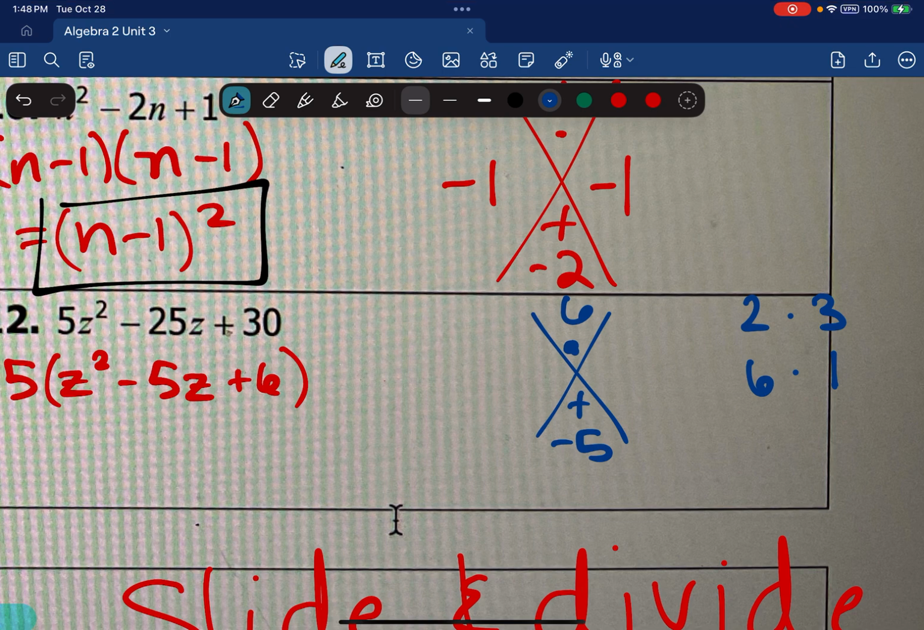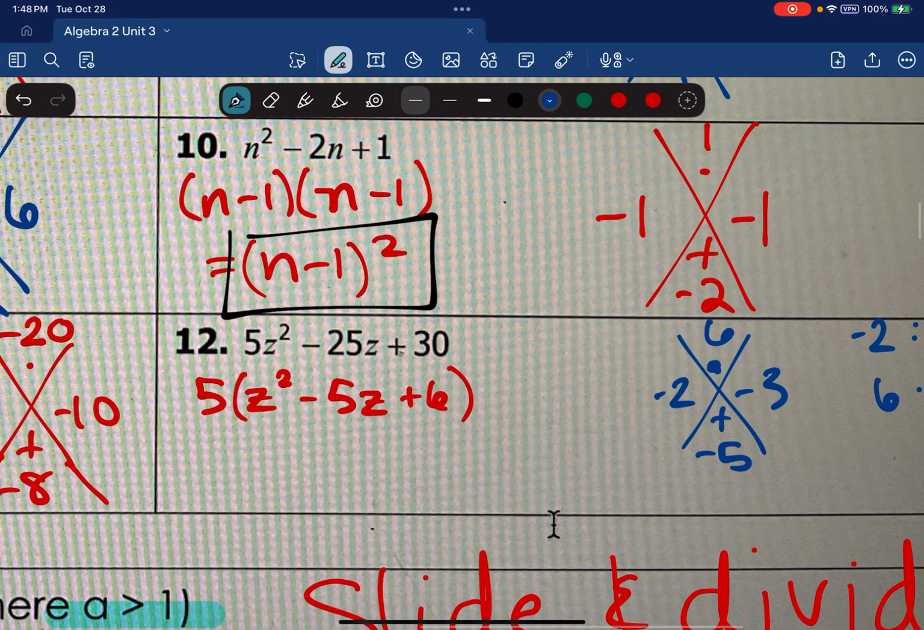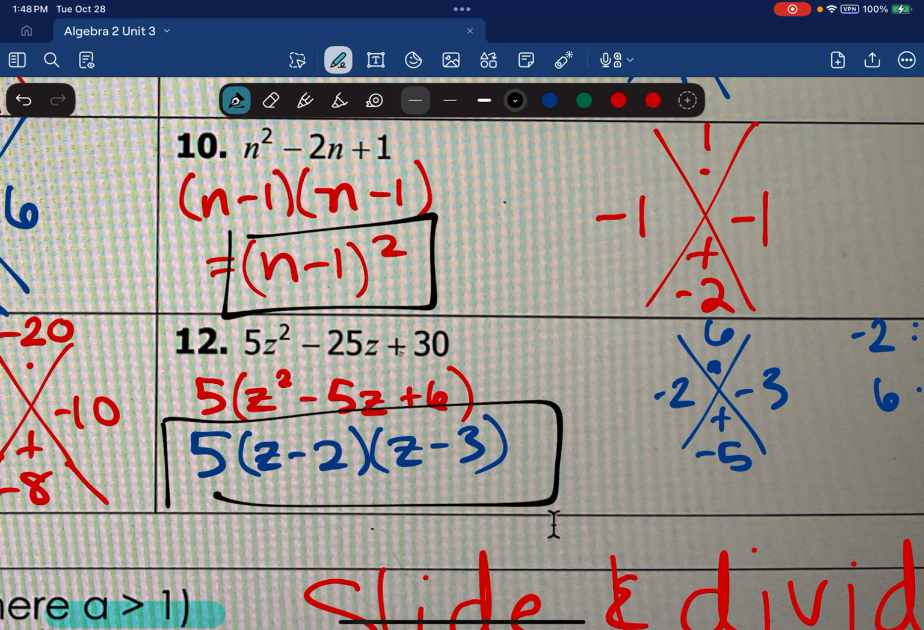I need to add to be a negative 5, and I need to multiply to be positive. To be positive, I either need both negatives or both positives. Negative 2 times a negative 3 would multiply to be 6, but add to be negative 5. So my final factors are z minus 2 times z minus 3. And that is my factored form.